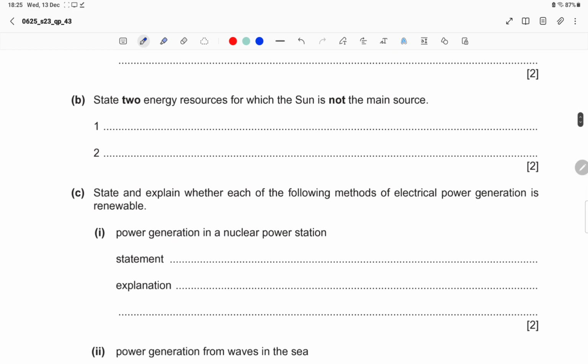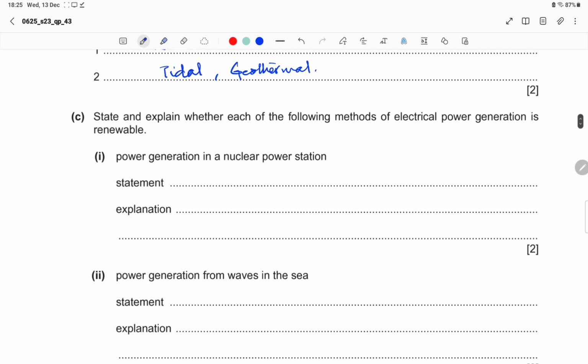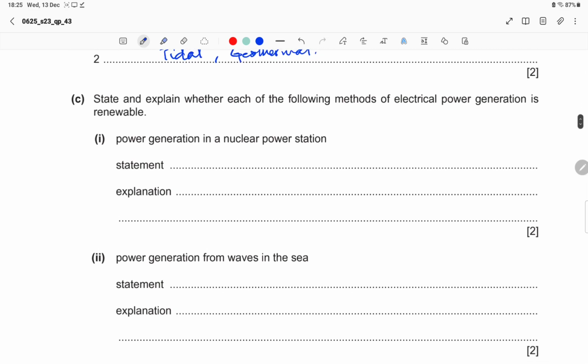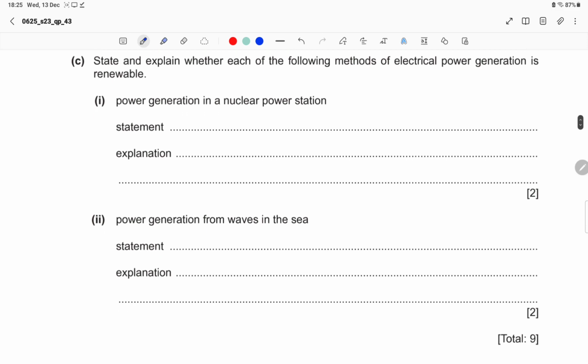State two energy resources for which the sun is not the main source. So it's going to be nuclear energy. It can be tidal energy, or you can write geothermal, because they are not dependent upon the sun. State and explain whether each of the following methods of electrical power generation is renewable.